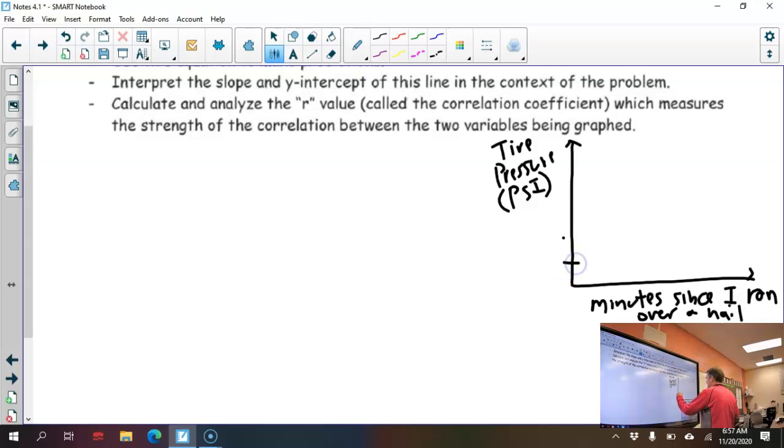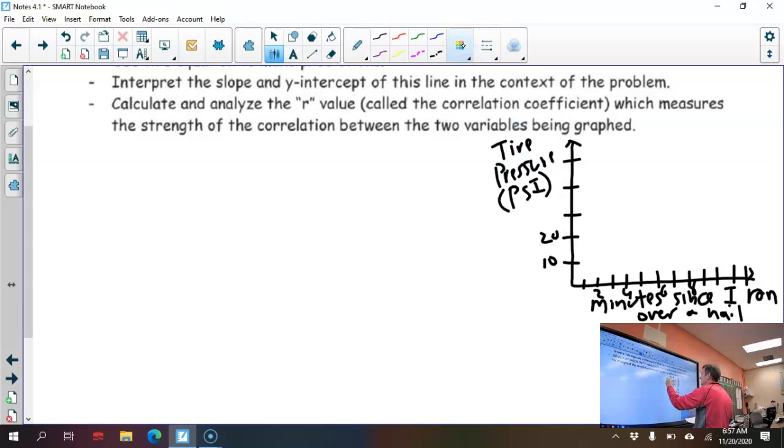So over here, I am going to count by tens. And down here, 1, 2, 3, 4, 5, 6, 7, 8, 9, 10, 11, 12, I'm going to count by ones. You get the idea, hopefully. All right.